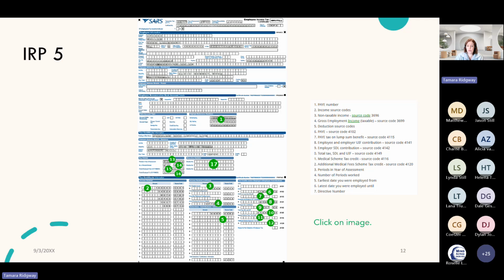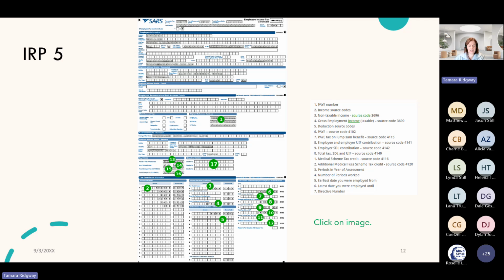I like to show my students an IRP5. Now, I'll admit, I don't spend a lot of time on this because it's not relevant to them, so they can't really visualize it. They're still in school. All they're worried about is finishing matric. So they can't engage with an IRP5 form as much as they will one day when they're actually working and have to do their taxes. But it's just good to show them.